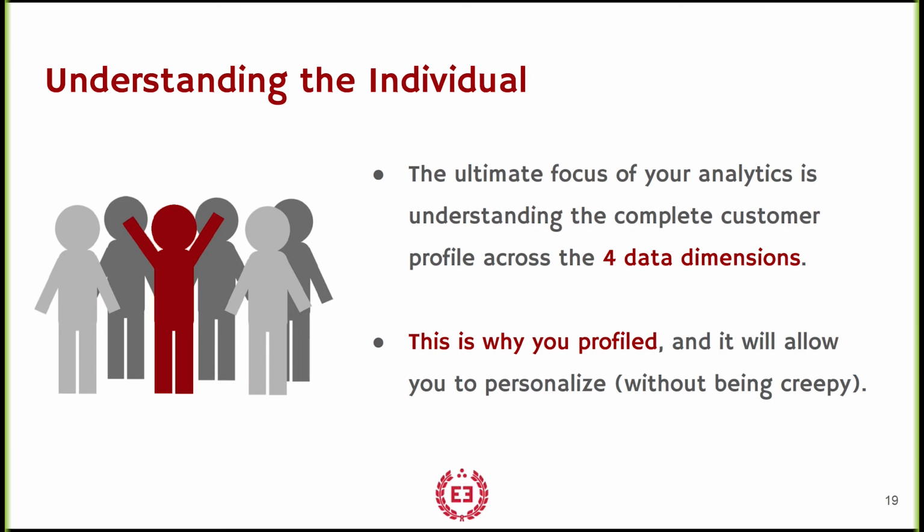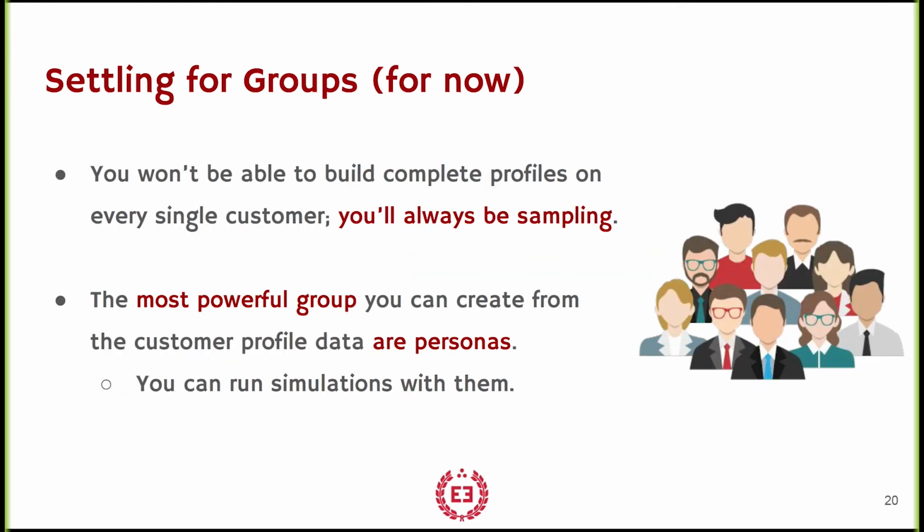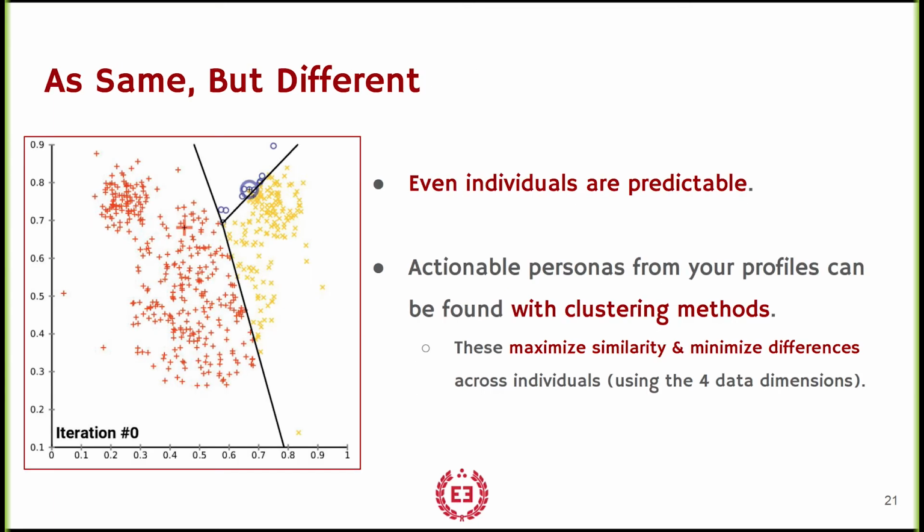We're getting close. We're getting so close that governments, despite, again, everything that's happening in the world, are jumping in and getting laws passed to protect your data. So this means you'll have to sell for groups right now. And that's fine. You're still going to fill out your profile as completely as you can, but you're going to then create subgroups out of it. And this is because you will always be sampling. You're not going to reach all of those individuals. The most powerful groups are the personas because you can run simulations with them. They guide understanding. I said before, they're definitely one of the best frameworks.